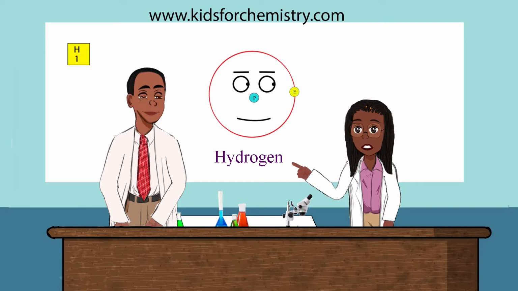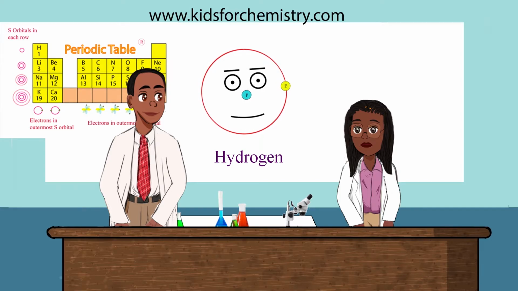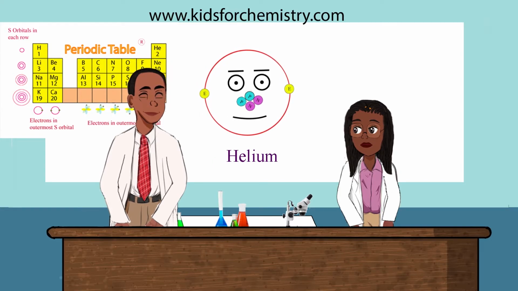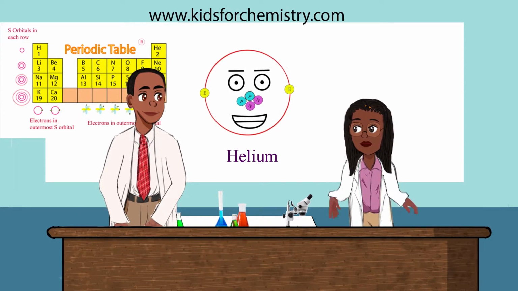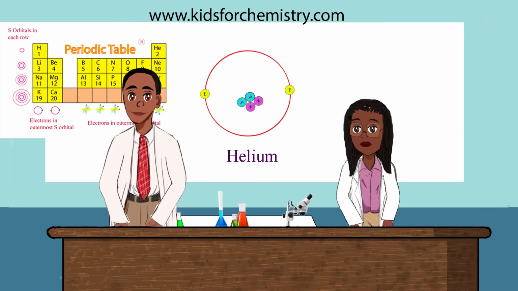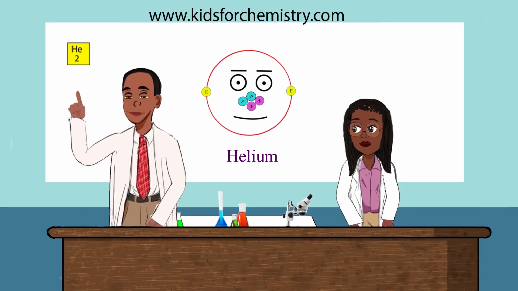Orbital, can you show us the helium atom now? Why, certainly. This is the helium atom. It has 2 protons, 2 electrons, and 2 neutrons. That is why it is the second atom on the periodic table, because it has 2 of each. And if you look on the periodic table for helium, it has the atomic number of 2.